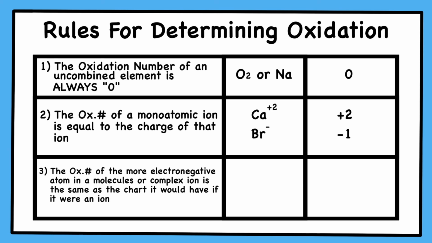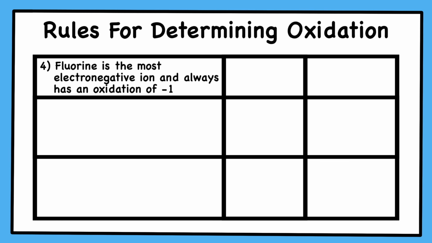Third, the oxidation number of the more electronegative atom in a molecule or complex ion is the same as the charge it would have as an ion. So in NH3, nitrogen is our most electronegative and it has an oxidation number of -3. In the compound NO, oxygen is our most electronegative, so the oxidation number of oxygen is -2. Our fourth rule is the oxidation number for anything bound to fluorine is -1. So F in LiF has an oxidation number of -1.